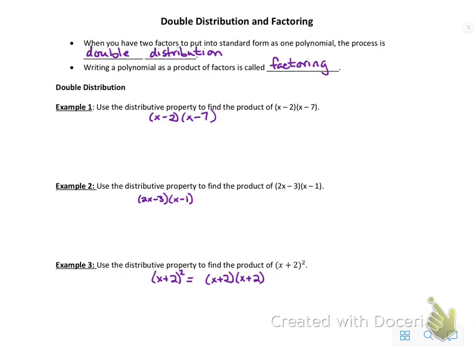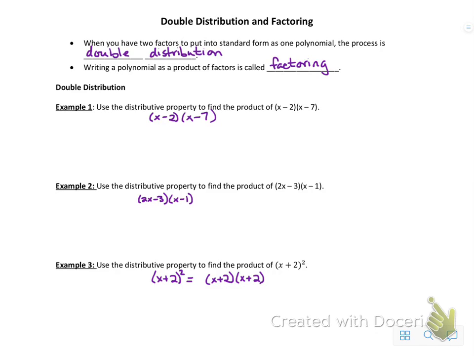So we need to know these things very well before we begin solving quadratics. When you have two factors to put into standard form as one polynomial, the process is double distribution. You may have heard FOIL in the past, but we really want to keep it double distribution from now on because that's what you're actually doing. You're distributing the first and the second term in the factor. So that's how you put it into one polynomial.